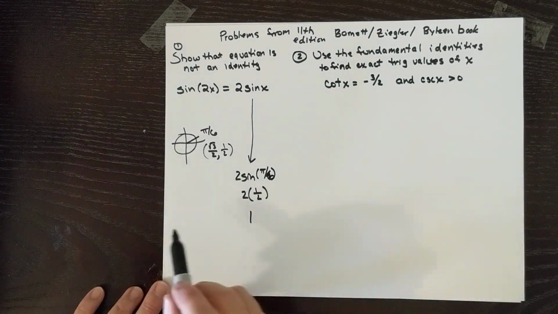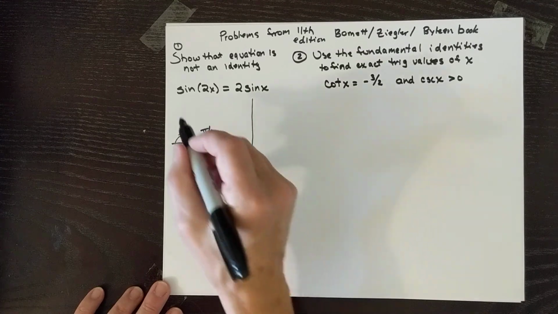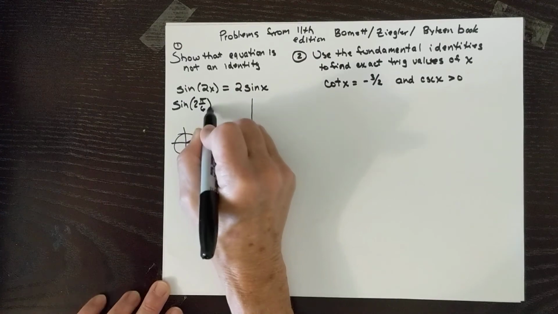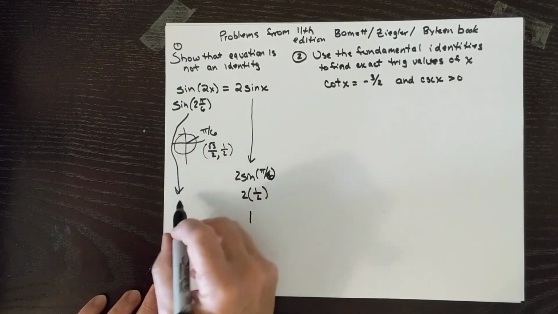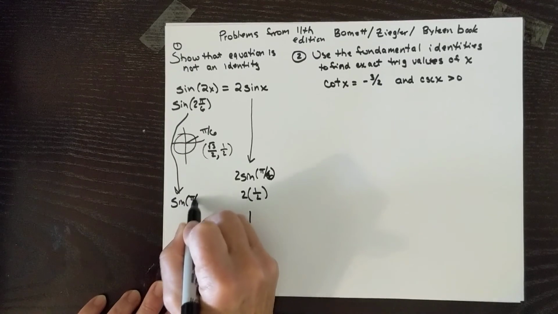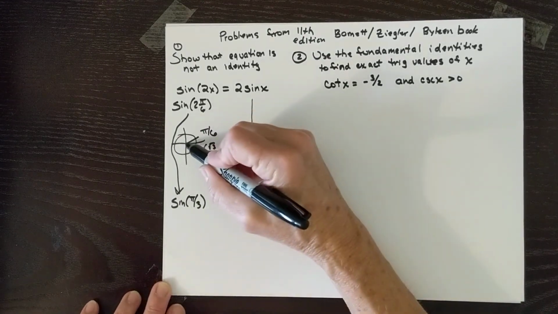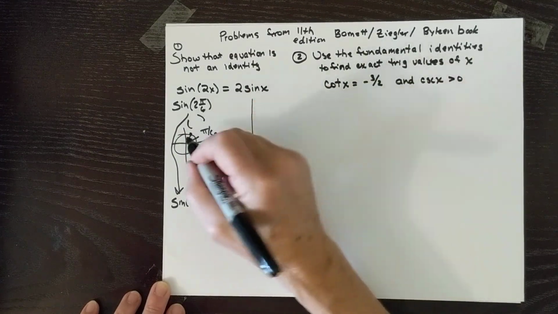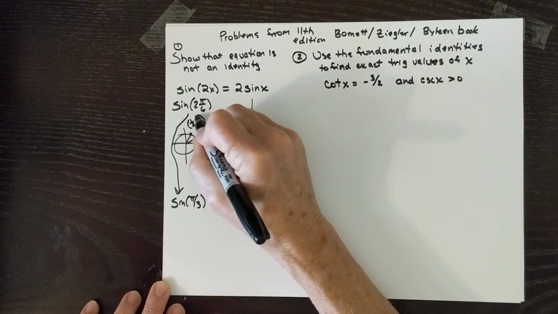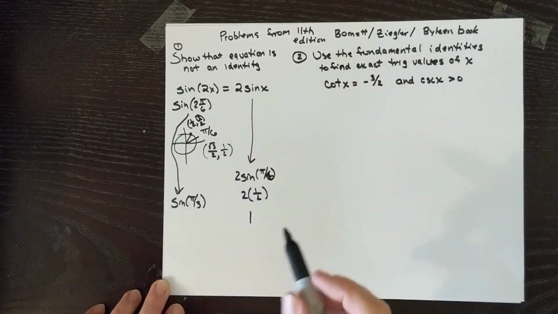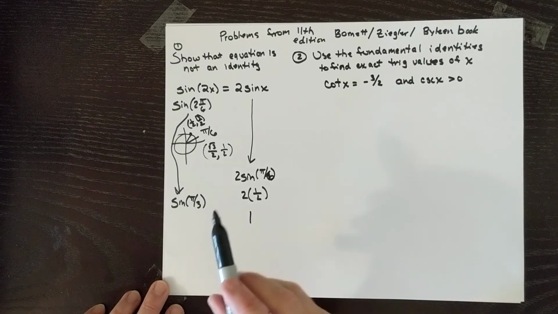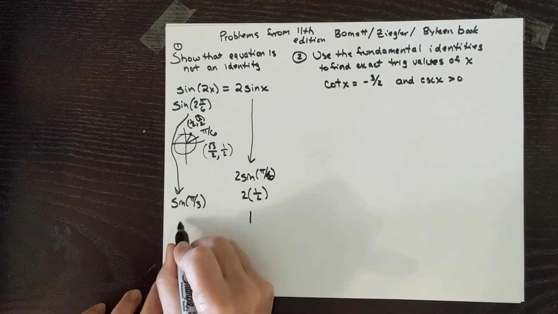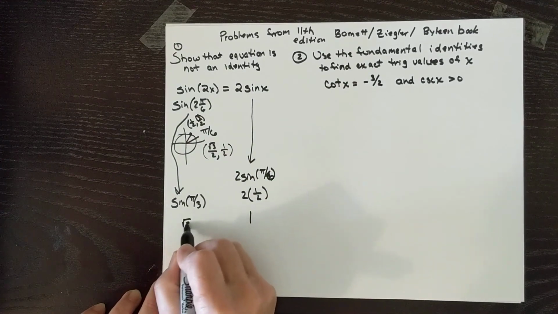Okay, over on the left-hand side, I'm going to stick in pi over 6 for x, so this becomes the sine of 2 times pi over 6, and that becomes the sine of pi over 3. So here's my unit circle, and this is where pi over 3 is, and the coordinates of this point here are 1/2, square root of 3 over 2. So the sine of pi over 3 is the square root of 3 over 2.